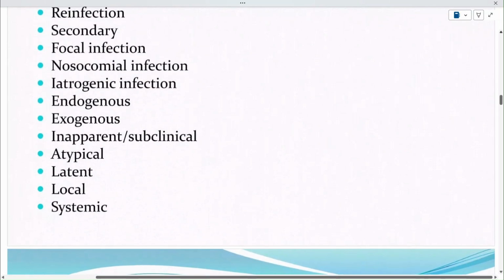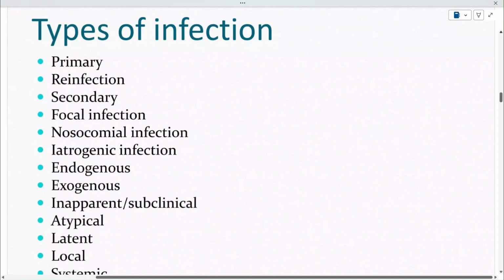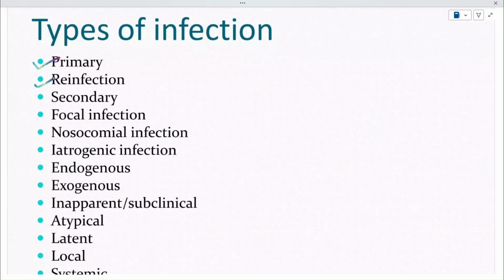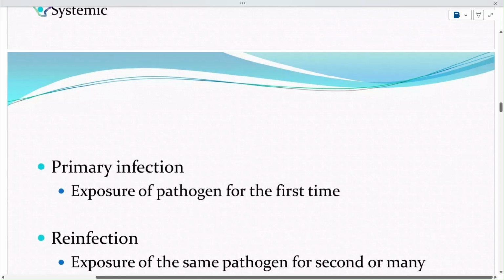So next we have types of infection. In the infection there are some types. Firstly, we can see primary infection, reinfection, secondary infection, focal infection, nosocomial infection, iatrogenic, endogenous, exogenous, subclinical, atypical, latent, local, and systemic. So we can go through one by one.